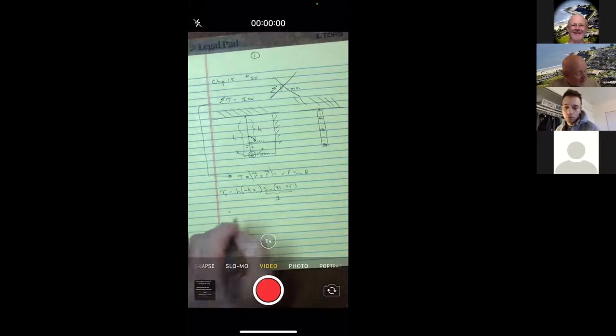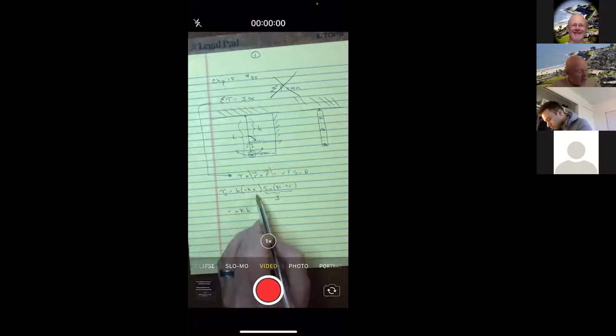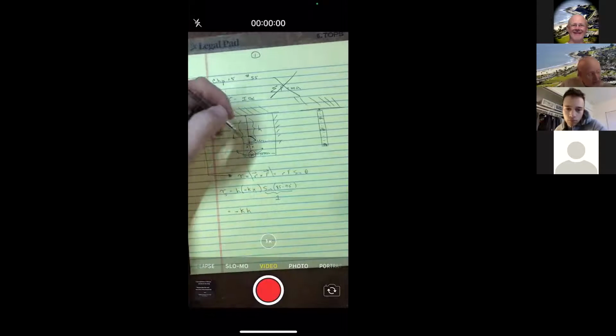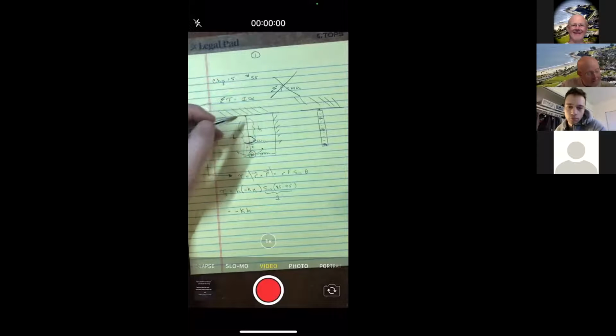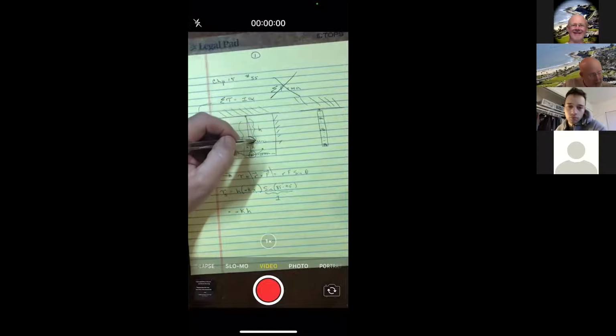Now I'm going to move the negative in front. I'm going to put the K in front of that. I'm going to put an H. Now watch what I do with this X. Now the X, as it swings back and forth here, is the kind of the length of the arc. Now, not where the mass is swinging, but where the spring is connected.